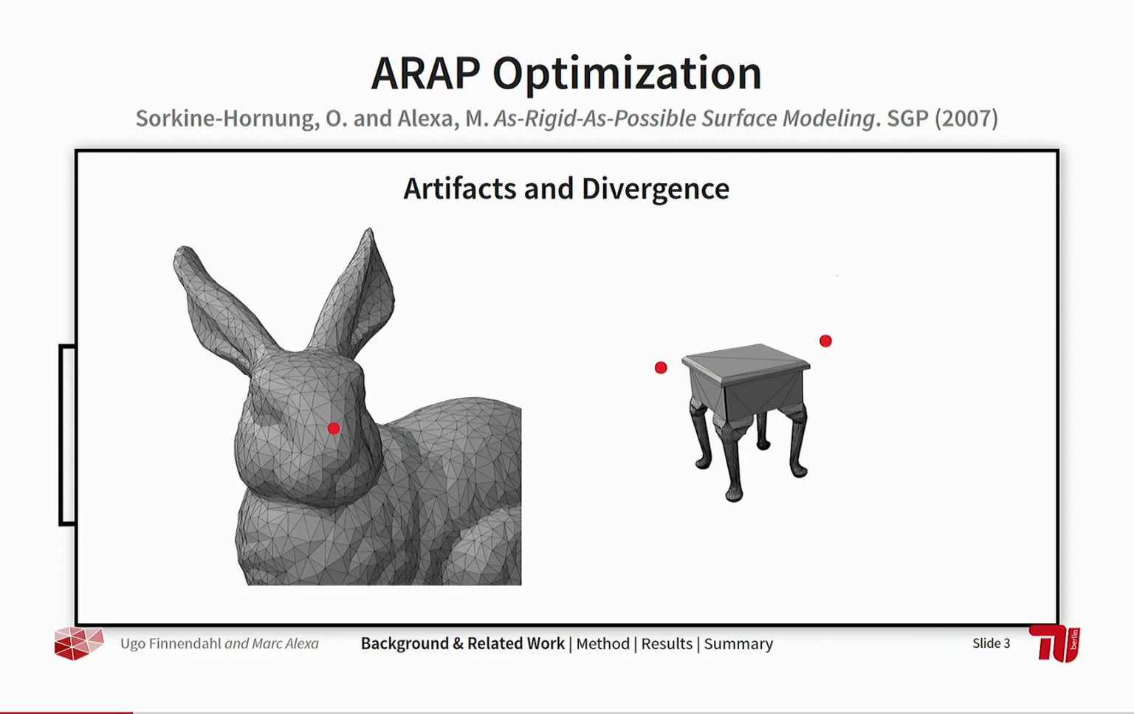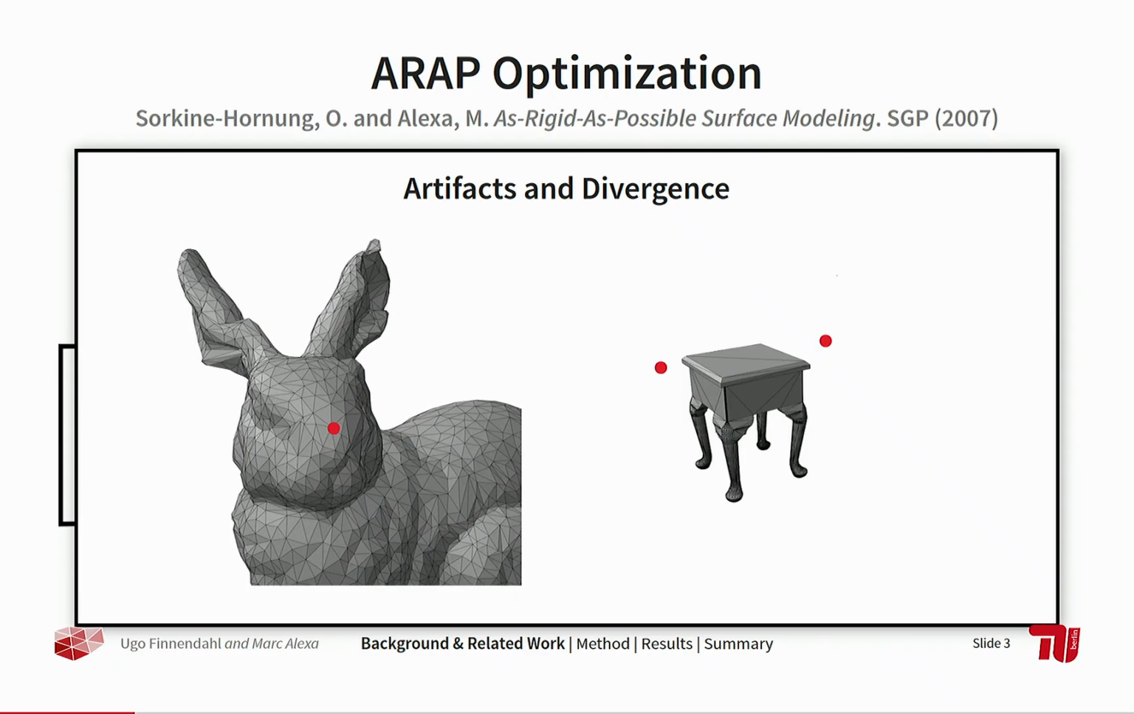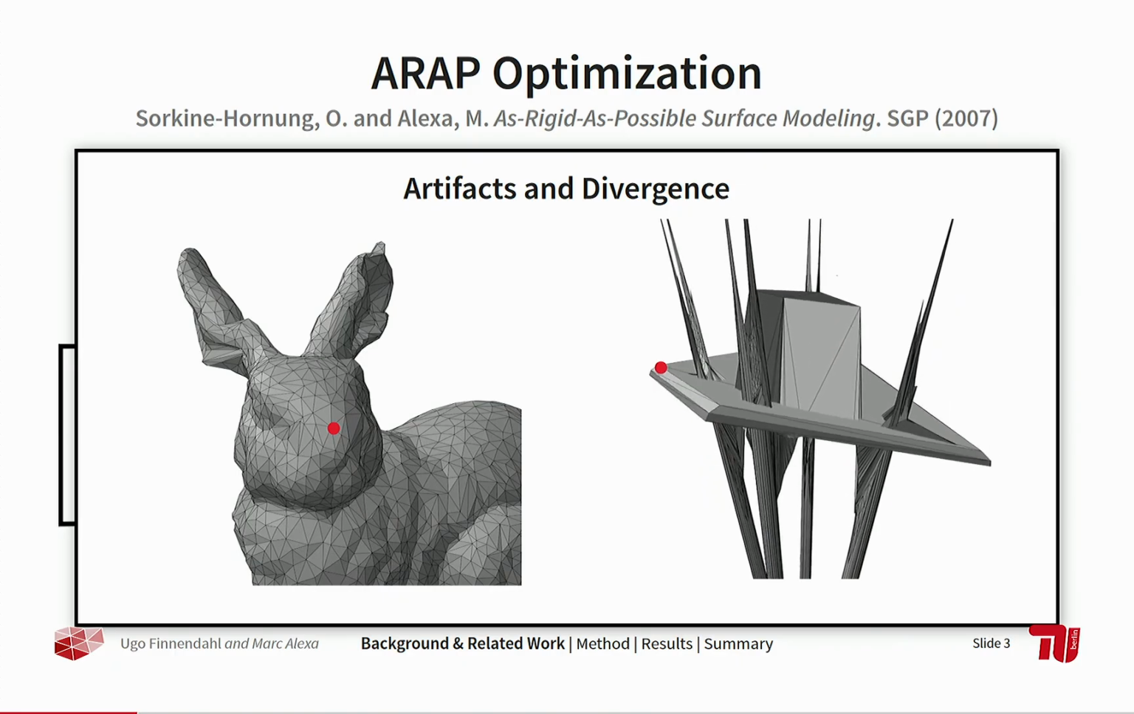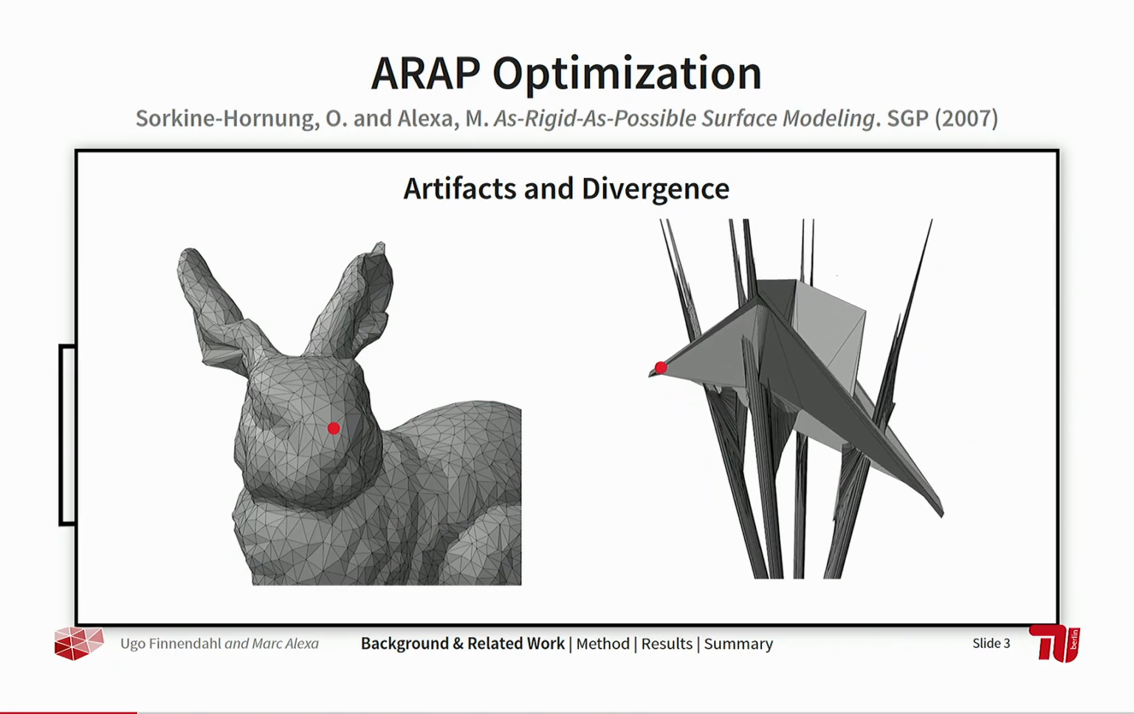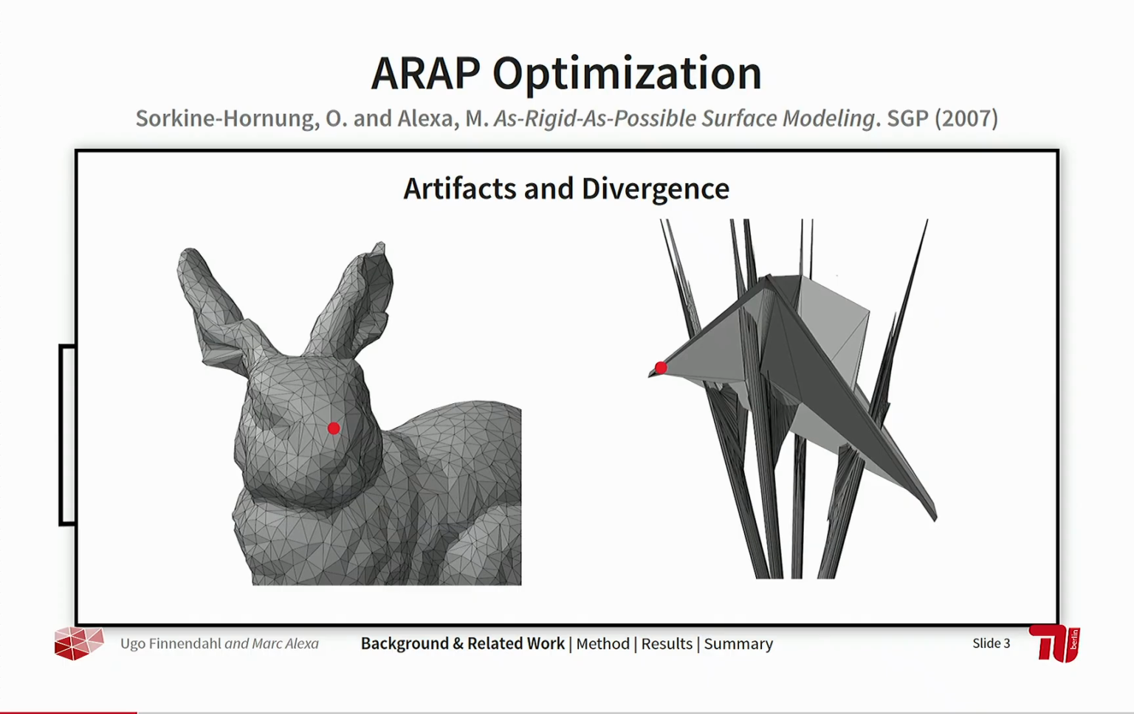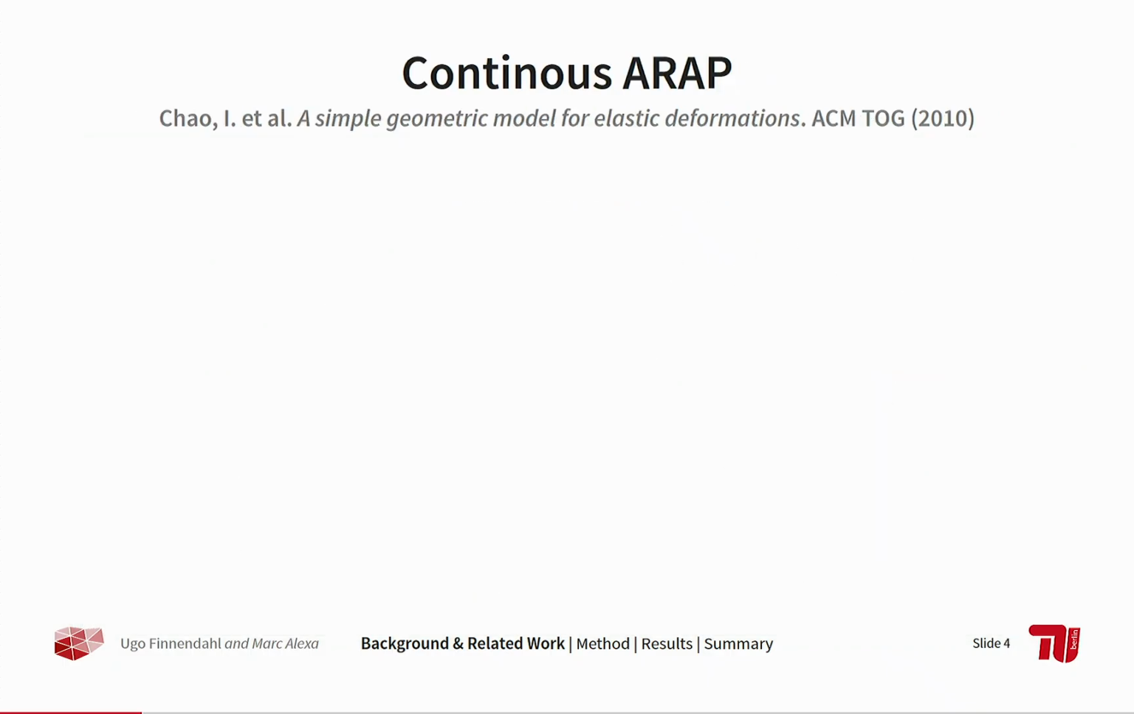weird. For example, here we have artifacts at the ear of the bunny without reason, and even sometimes we completely diverge. But luckily, 3 years later, there was a solution to this problem, because Chow and colleagues came up with a continuous energy that is very similar to ARAP.